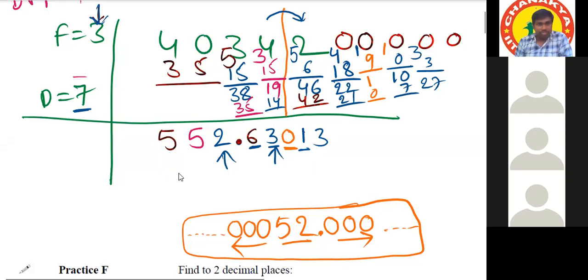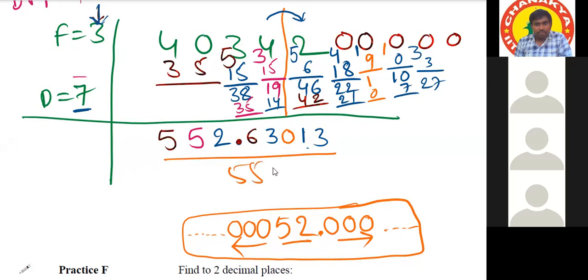Yes or no? Okay, sir. So here, what is the question given? Sir, how did we get our answer? This is our answer. If we continue, it is 552.63013. You can check in a calculator.